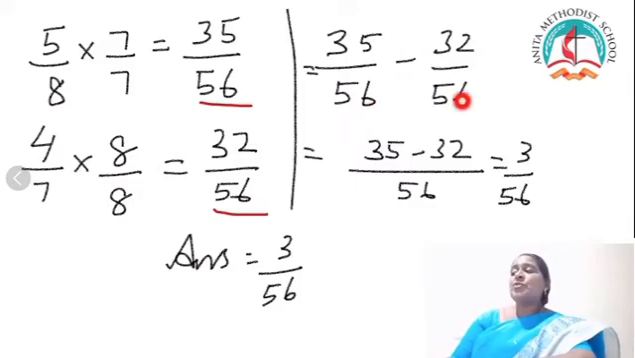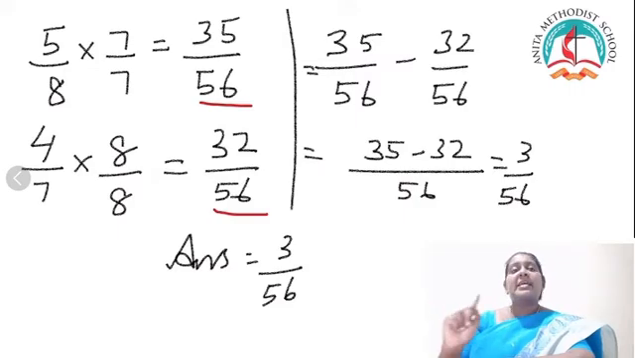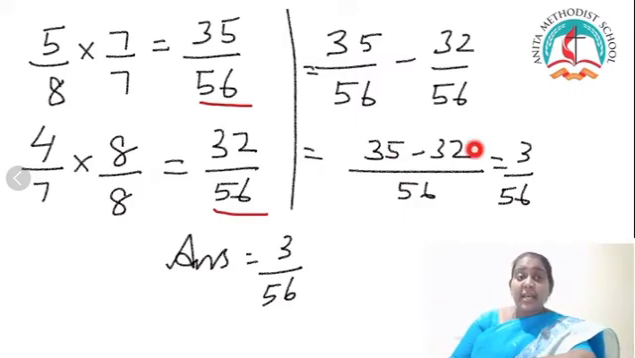So when you subtract, what will you get? The denominators are same, so you can subtract the numerators. Okay, children? 35 minus 32, what do you get? Subtract and tell me quickly. Yes, 3 is the answer. Very good. So 3 by 56. Have you all understood, children? Shall we go to the next?